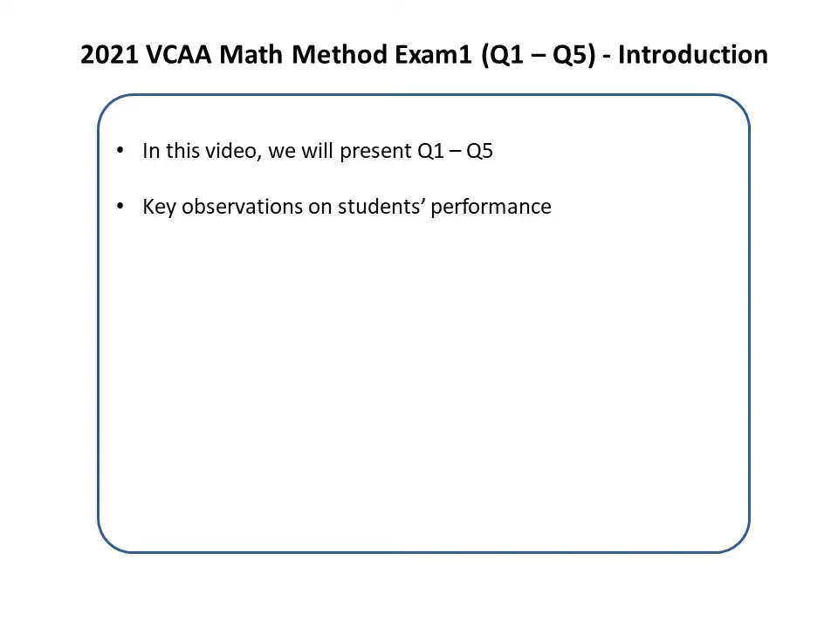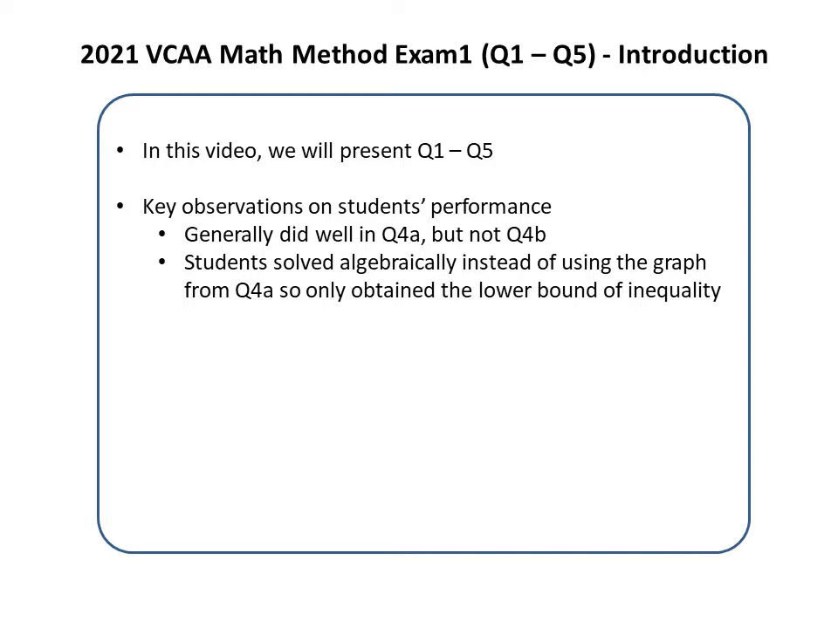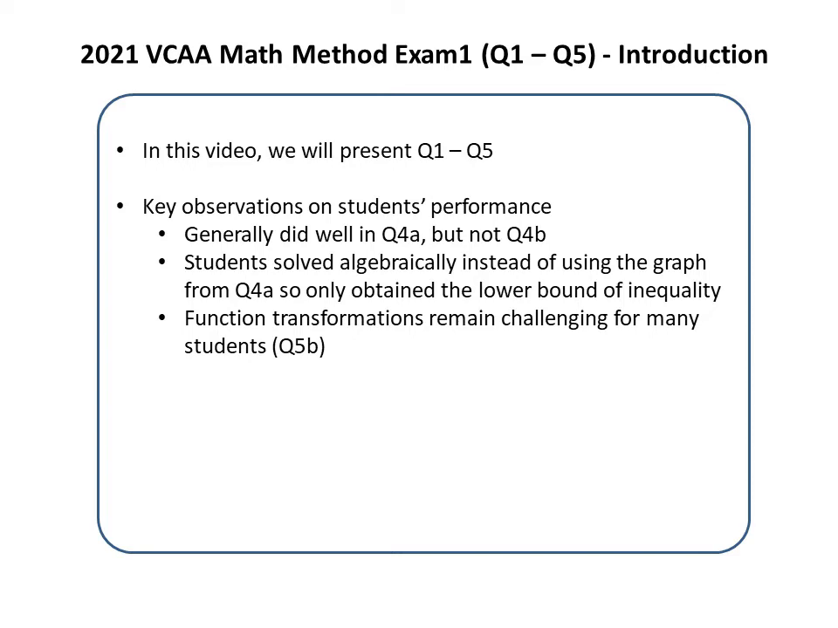It is worth mentioning that students generally did well in question 4A apart from labeling the x and y intercepts. However, most students did not do well in question 4B. They attempted to solve algebraically instead of using the graph from part A, and only obtained the lower bound of the inequality. Function transformations remain challenging for many students as shown in question 5B.